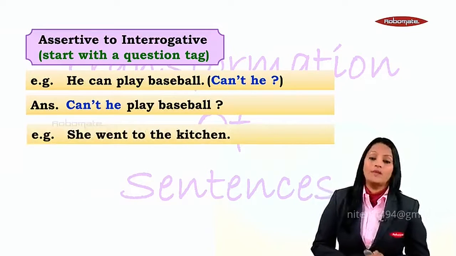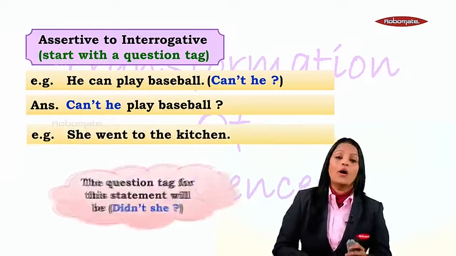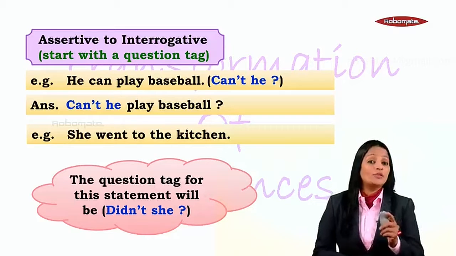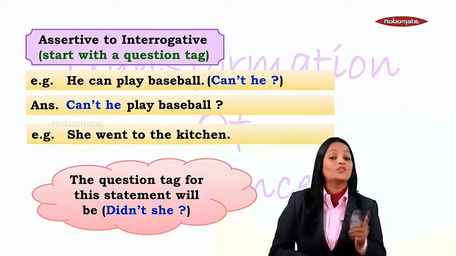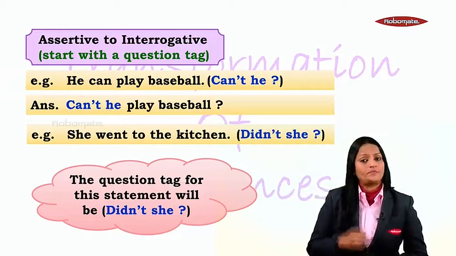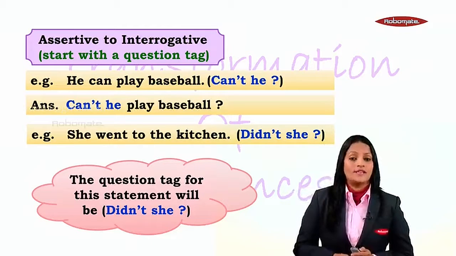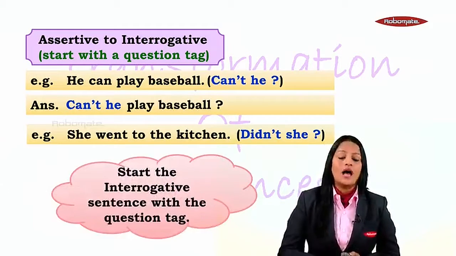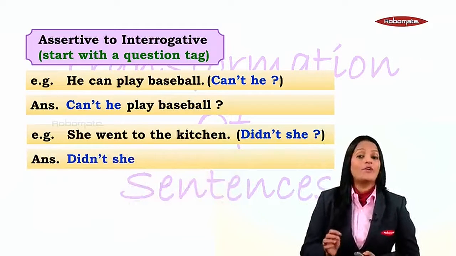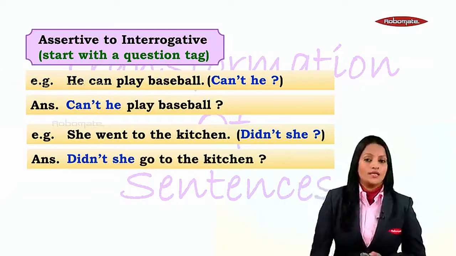Okay, let's take one more example. She went to the kitchen. Now, in this case, what is the question tag going to be? Didn't she? Because here, remember, students, went is not auxiliary. So, we take do, does, did. It is past tense. Therefore, didn't she? Now, when we change it from the assertive sentence to interrogative, we start with the question tag. That is, didn't she? And of course, we don't say went to the kitchen. We say, didn't she go to the kitchen?